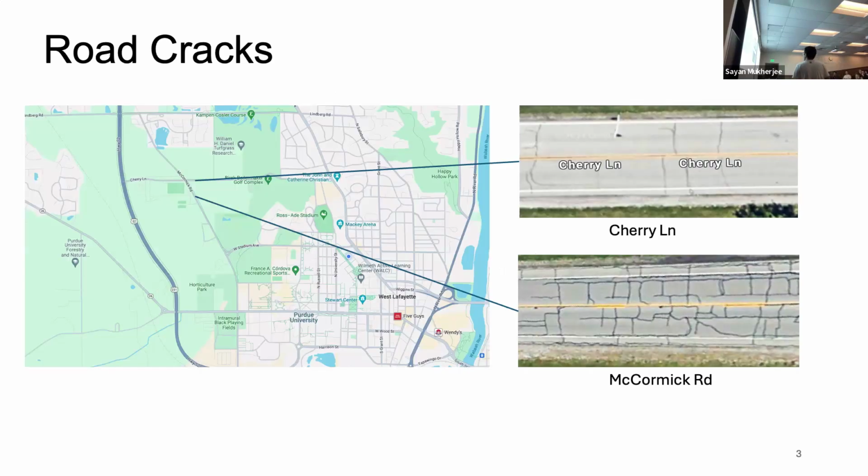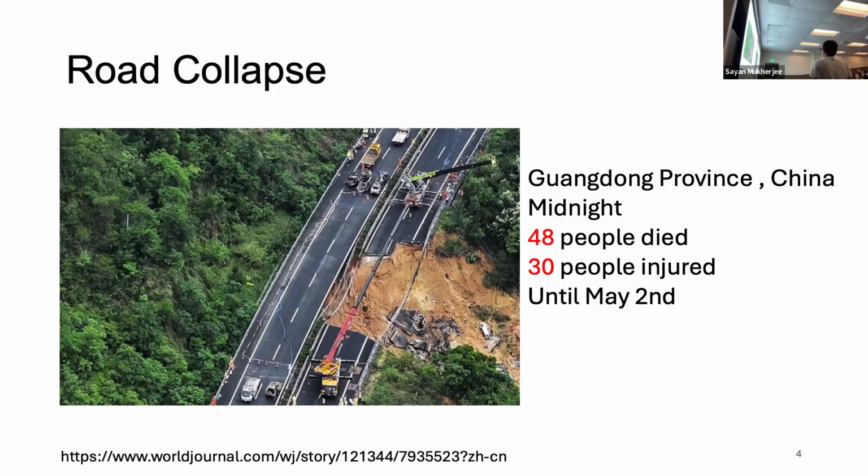As we know, as time goes on there are some cracks on the road. We selected two roads near our university. We can see there are some sparse cracks and dense cracks on the roads, and sometimes there is a worse situation, like a road collapse.